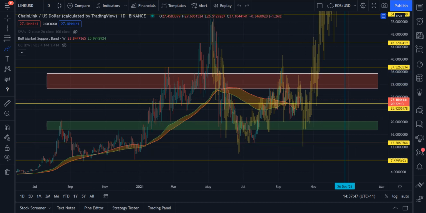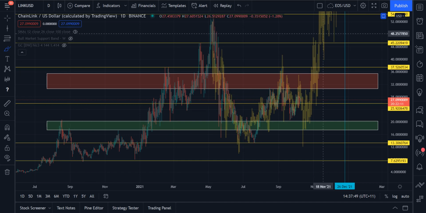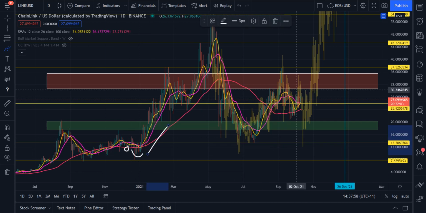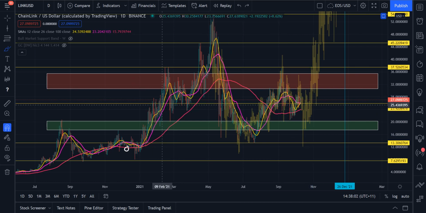And we can look at another thing. We can look at, for example, some of the SMAs. Take this red line, for example, very similar. We retested it briefly, we dropped below it, and then we moved up. Same thing as the bull market support band.